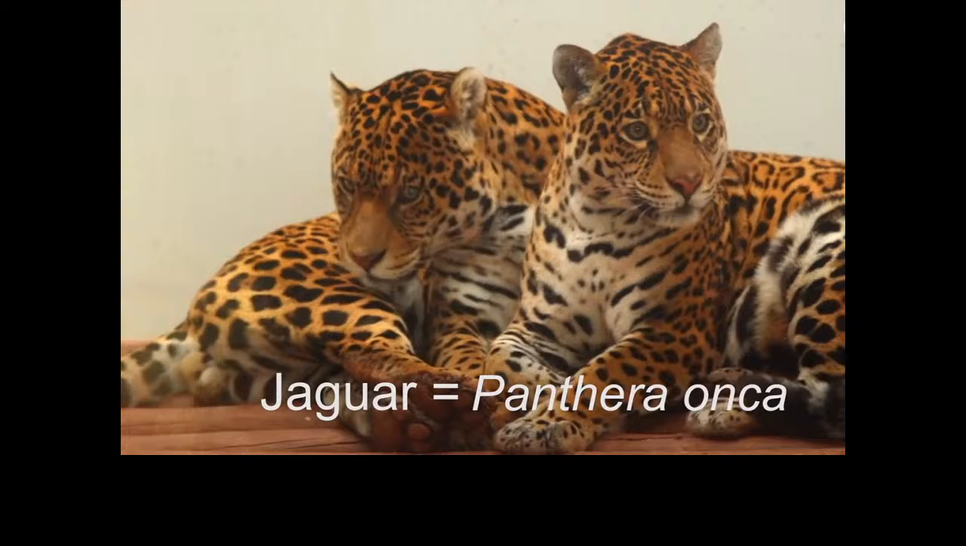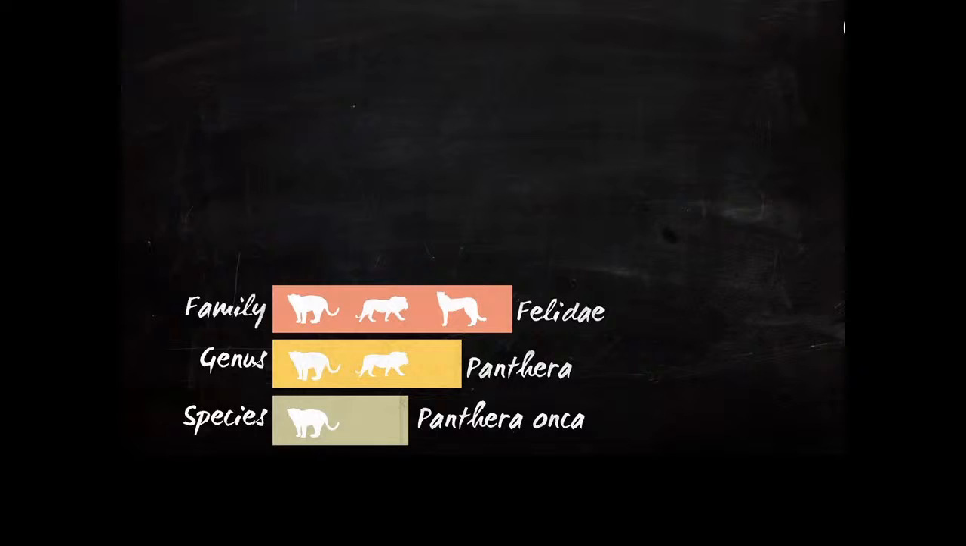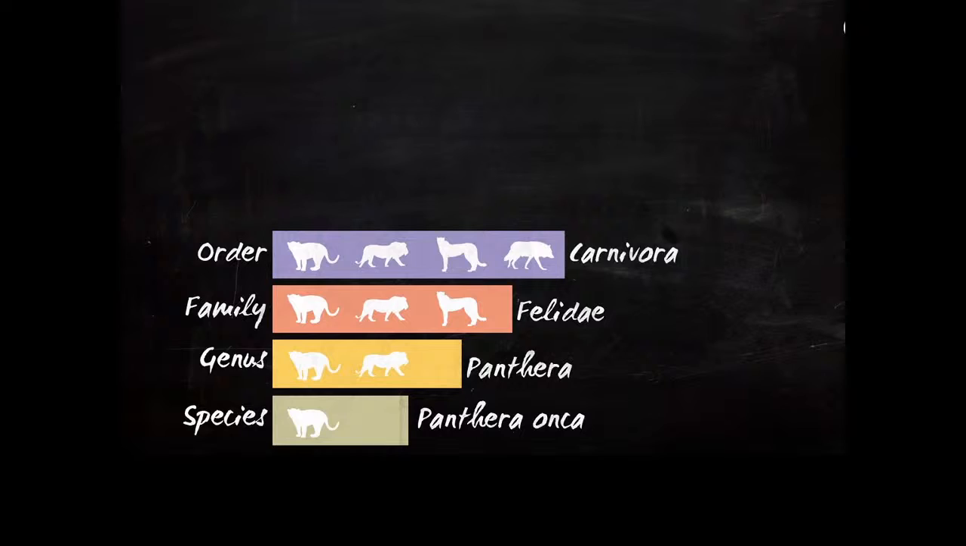A fellow mammal, the jaguar. Its Latin binomial name is Panthera onca. The genus Panthera is shared by other big cats, like the lion, leopard, and tiger. Big cats are part of the cat family, Felidae. And Felidae is part of the order Carnivora, which includes creatures like dogs, seals, and bears.